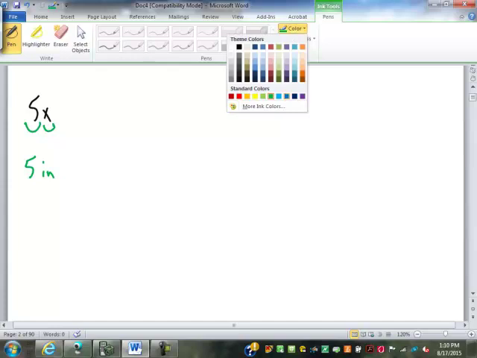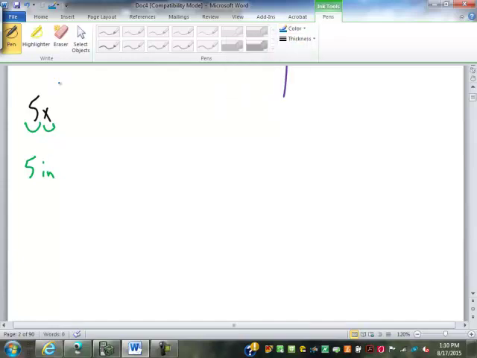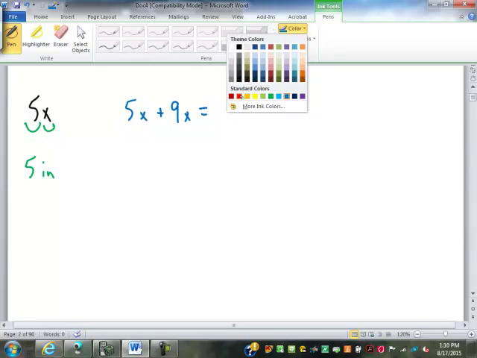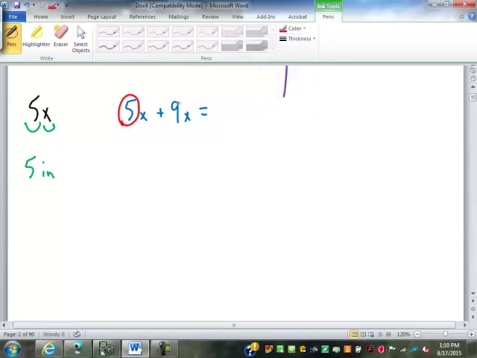The difference is we know what an inch is. We just don't necessarily know what an x is. But it really doesn't matter. If I have 5x plus 9x, what am I going to get? Now we combine the counts. 5 plus 9 is 14, and we keep the same name, x. Just like 5 inches and 9 inches would be 14 inches.